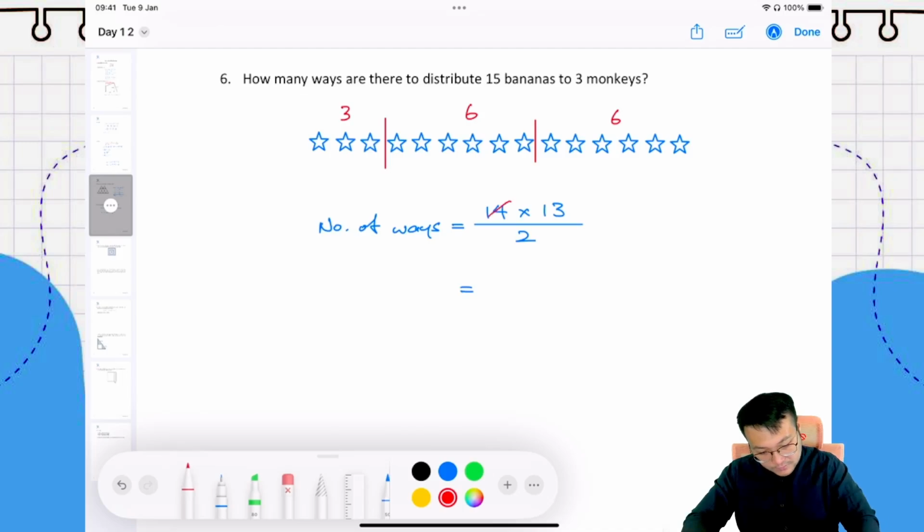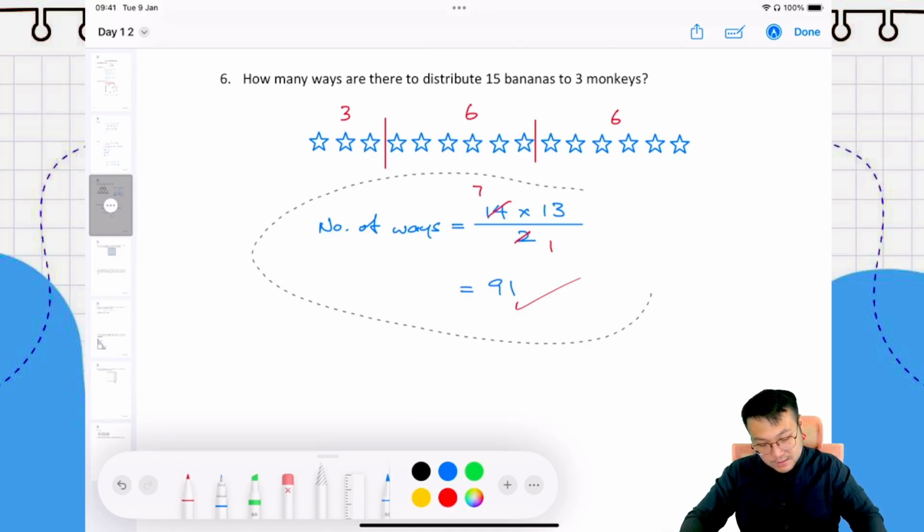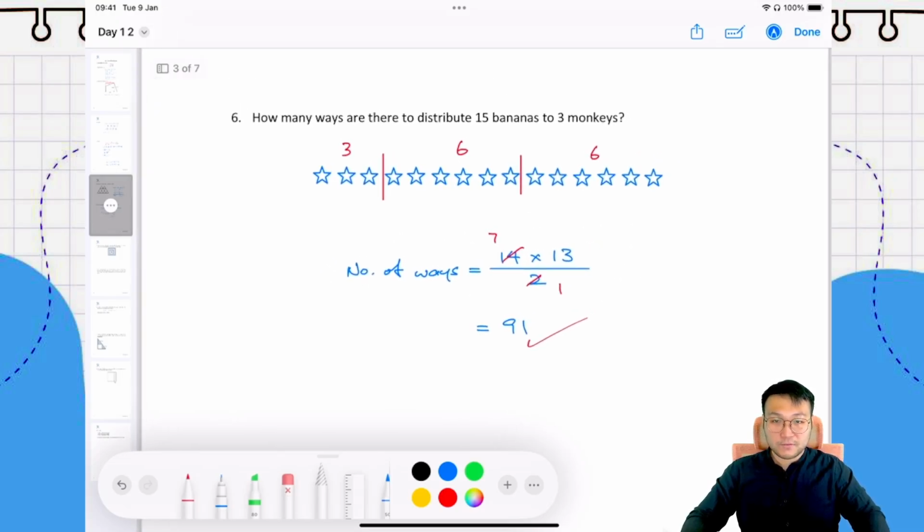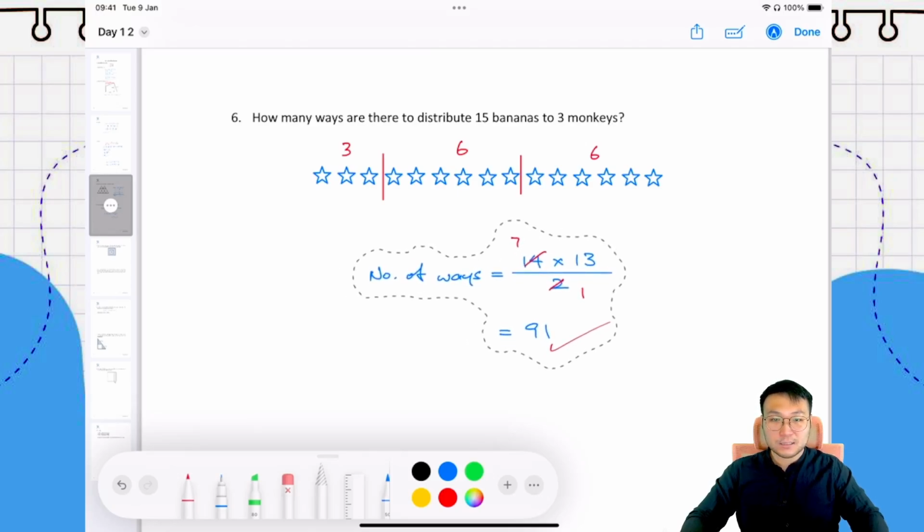Okay, so you divide this, you get 7. So the answer is just 7 times 13, 91. There are 91 ways to distribute 15 bananas to 3 monkeys. Okay, students? Isn't this a very, very quick and efficient way rather than making a long list and taking forever? Any questions about this, students?